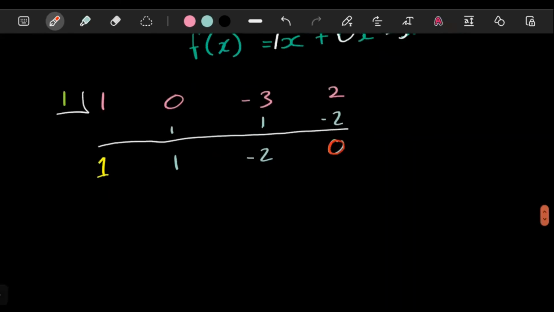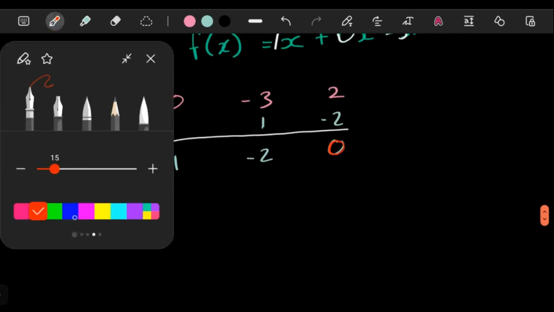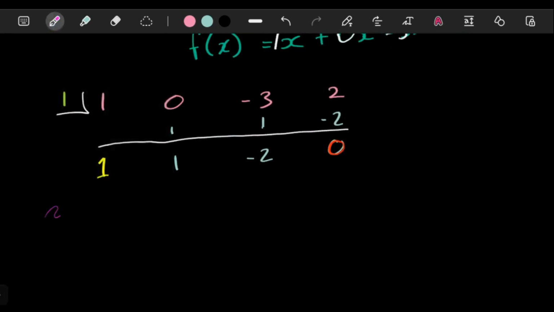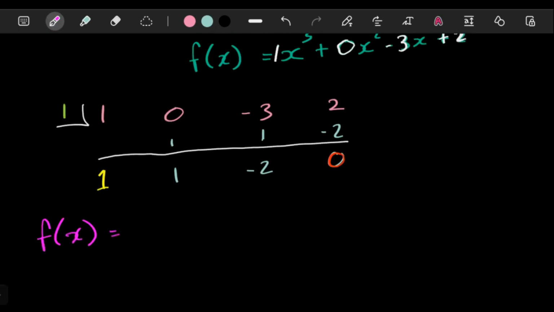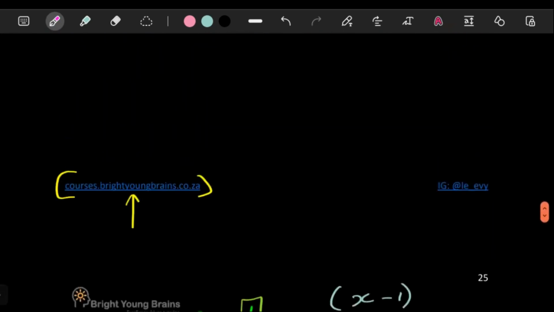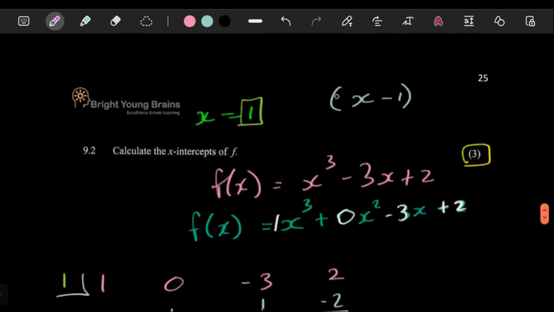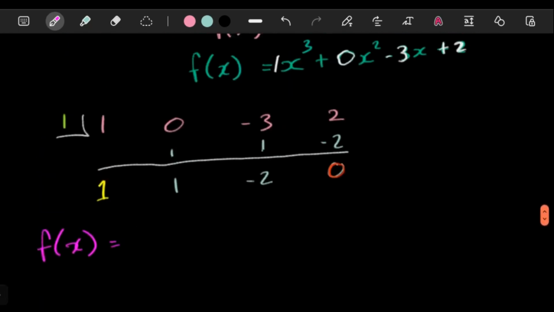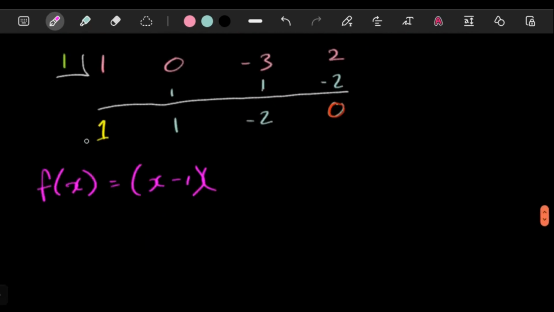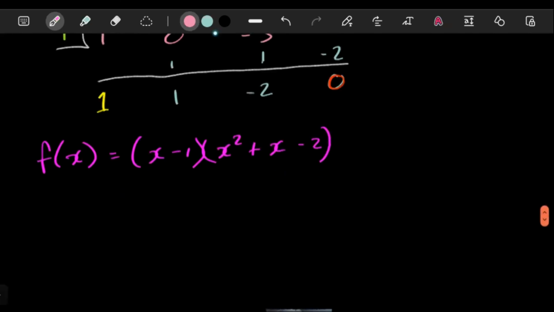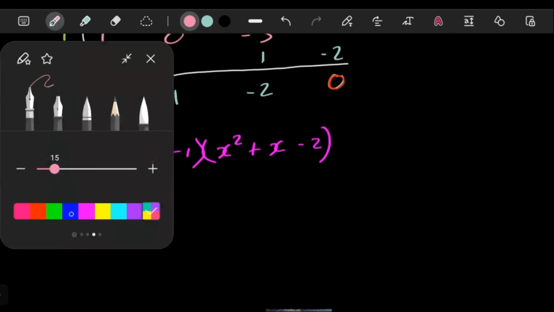So what you have done now is, in your equation of f of x, firstly, this is one of your brackets because of this x-intercept here. Because if x is 1, you can write it as a bracket. So when you factorize, x minus 1 is one of your brackets, and the other bracket will have this as the coefficient of x squared, this as the coefficient of x, and then this as your c value. Now you can see your x-intercepts already.